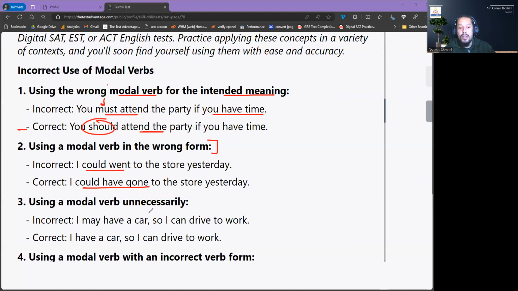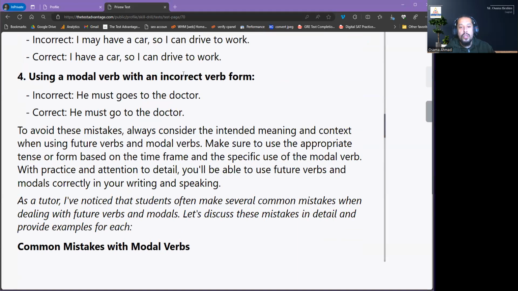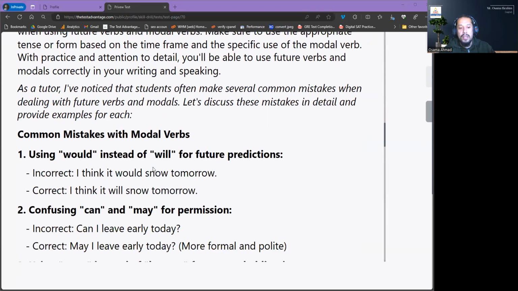Using a modal verb unnecessarily. I may have a car so I can drive to work. I mean, why are we saying may? Right? May is a 50-50 chance. We're not having chances here, right? And number four, using a modal verb with the incorrect verb form. He must goes. No, must go. So make sure you avoid these mistakes.